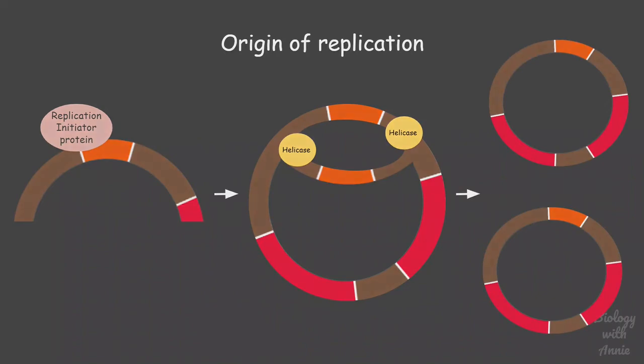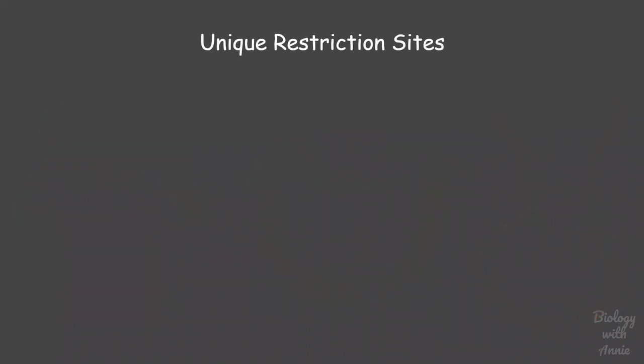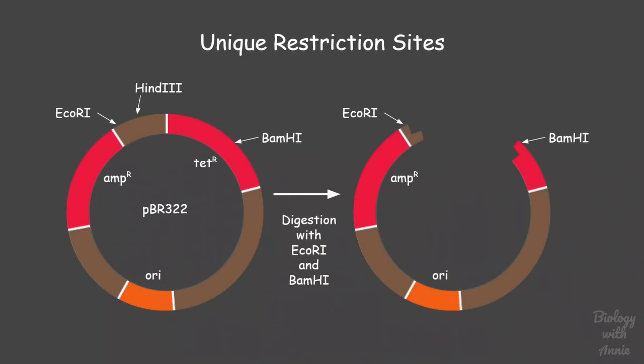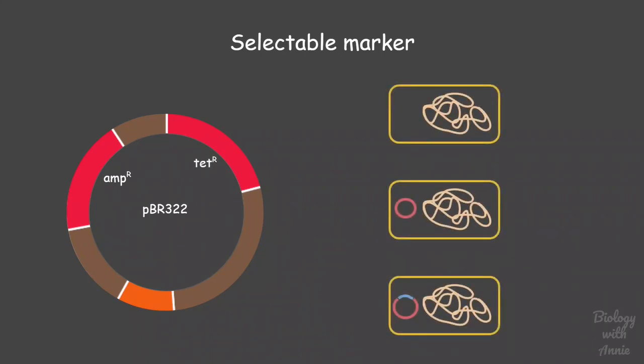It is important for the vector to have unique restriction sites. This means that in the entire sequence of the plasmid, there should be only one restriction site for a particular restriction enzyme. This will enable us to insert the gene of interest at a defined position in the vector. The third feature a plasmid should have is a selectable marker. In pBR322, ampicillin resistance gene and tetracycline resistance gene act as selectable markers. This enables us to identify which bacterial cells contain the plasmid with the insert.